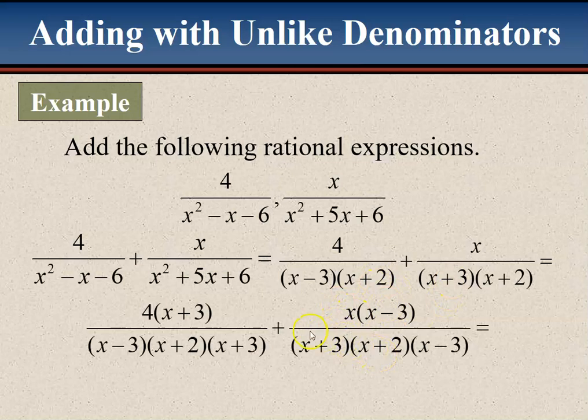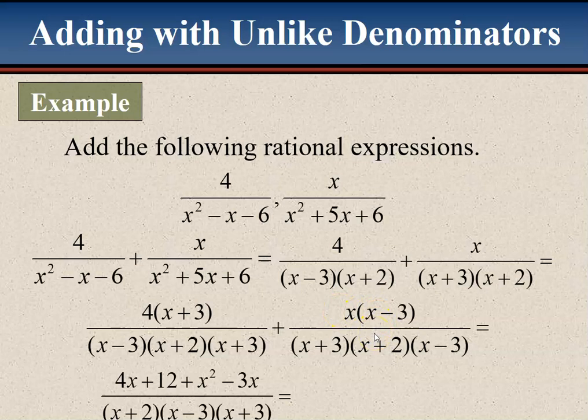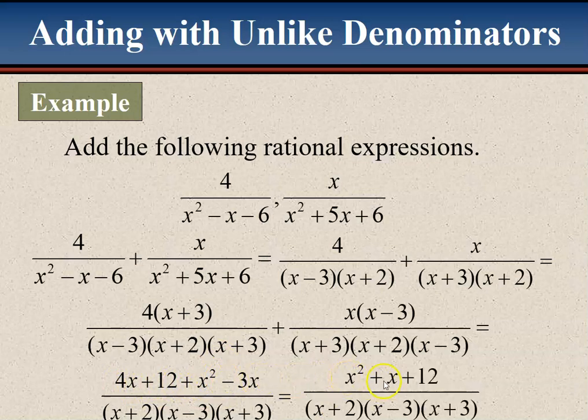So what are the factors that are not in the first one? Okay, here x minus 3, x plus 2. So we don't have here x plus 3. So you multiply the numerator with x plus 3. And then on the other side, we don't have x minus 3. So therefore, you multiply x by x minus 3 and simplify it to the simplest form. So we will have now 4x plus 12 plus x squared minus 3x. And then after that, x squared plus, we have plus x plus 12. And then here we cannot factor out this one anymore.